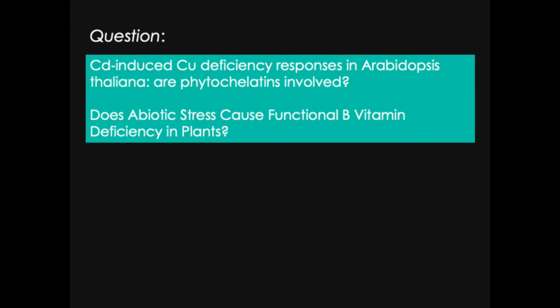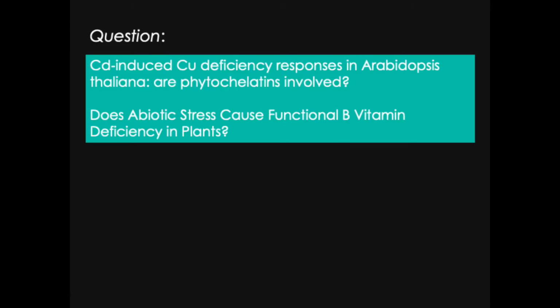Some examples of question titles are: Cadmium-induced copper deficiency responses in Arabidopsis thaliana: Are phytochelatins involved? So notice that that one is also a compound title. It has two parts. So it's a compound question title. Another example is: Does abiotic stress cause functional B vitamin deficiency in plants? So by asking that question, the authors are implying that they're going to answer whether or not abiotic stress causes functional B vitamin deficiency. That's kind of their research question.